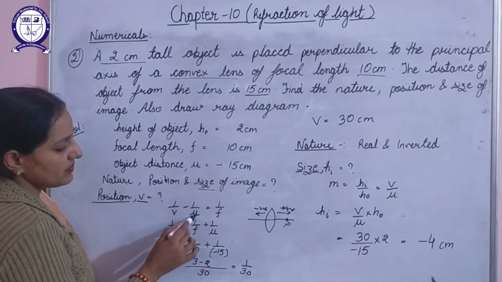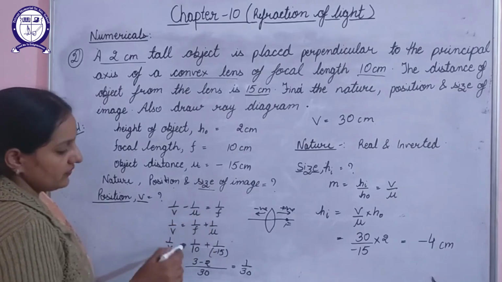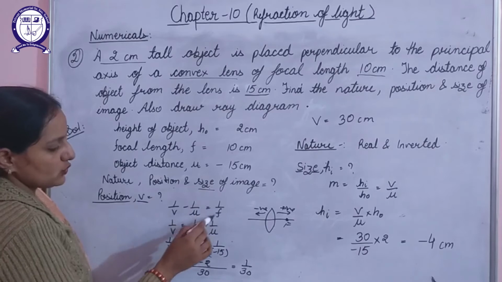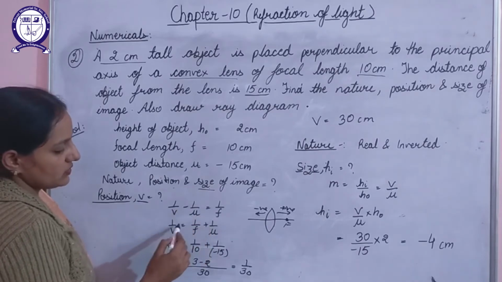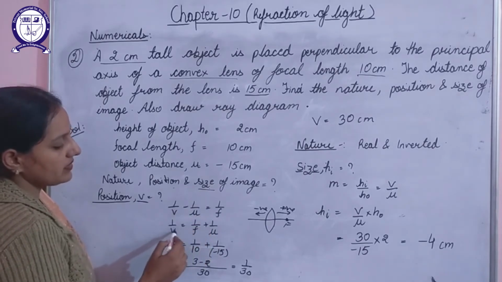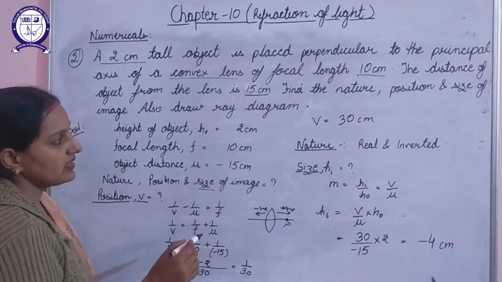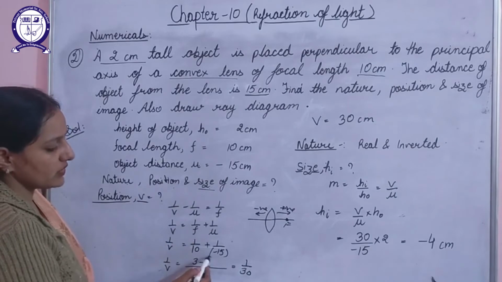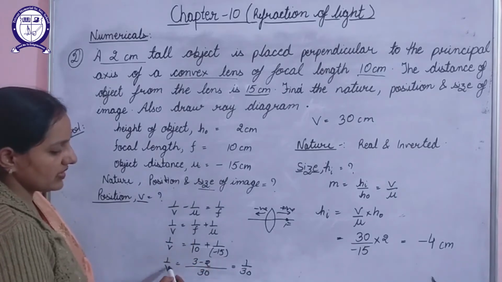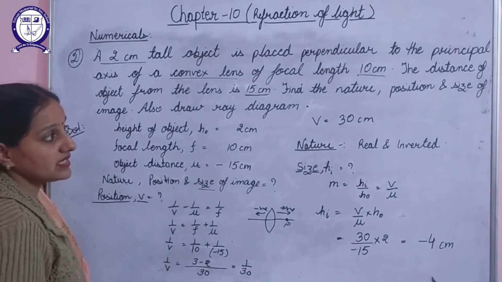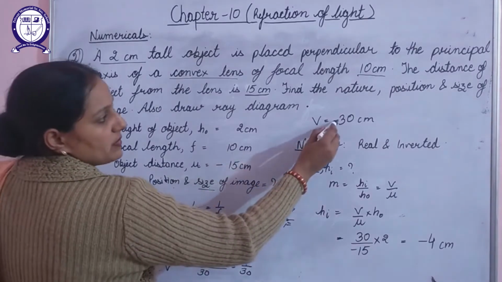1/v minus 1/u is equals to 1/f. We'll move 1/u to the other side, so we'll write this lens formula in terms of 1/v. So it will be 1/v is equals to 1/f plus 1/u. Now we'll substitute these values and solve. So we'll get the value of 1/v as 1/30. So the value of v comes to be positive 30.